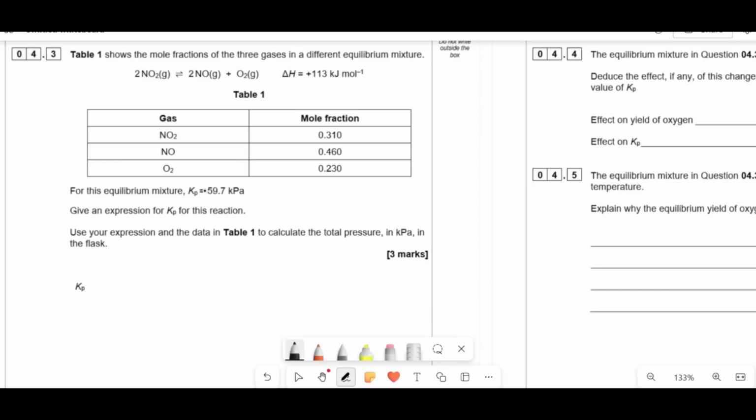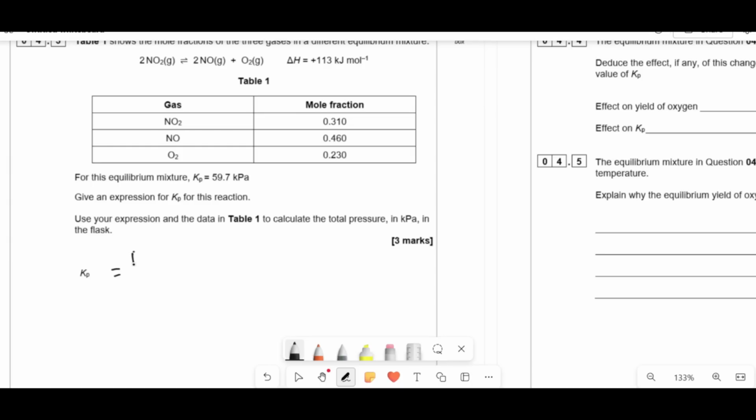Boom. Table 1 shows the mole fractions of 3 gases in a different equilibrium mixture, not the same one. It says for this equilibrium mixture, Kp is that. Give an expression for Kp, and then use this to calculate the total pressure in this flask. So let's have a quick look at what we've got going on here. It's going to be the partial pressure, not the concentration, because we're dealing with P and its gases, of NO squared, because there's 2 of them, times the partial pressure of O2, all divided by the partial pressure of NO2 squared. That's how you do it.